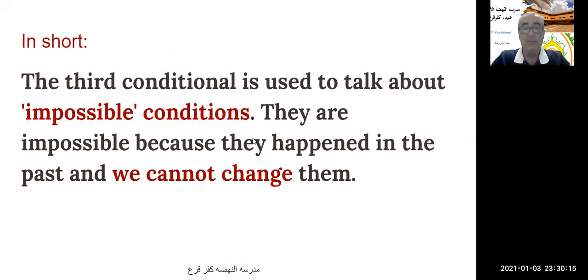They are impossible because they happened in the past and we cannot change them. They happened or didn't happen in the past and we cannot change their outcome, the result. If something happened in the past, we can't change it today. If something didn't happen in the past, we can't change it today.